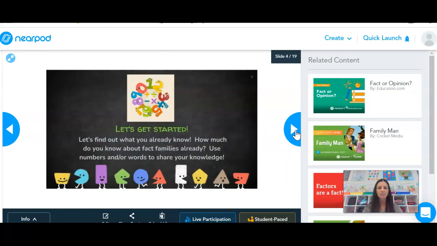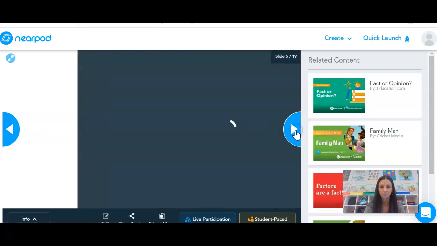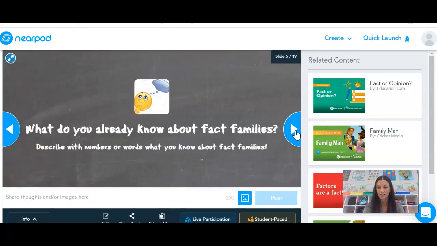Let's get started. Let's find out what you already know. How much do you know about fact families already? Use numbers and/or words to share your knowledge. So here's our first activity. This is a collaborate board. What do you already know about fact families? Describe with numbers or words what you know about fact families.